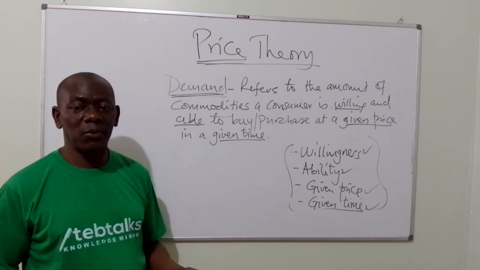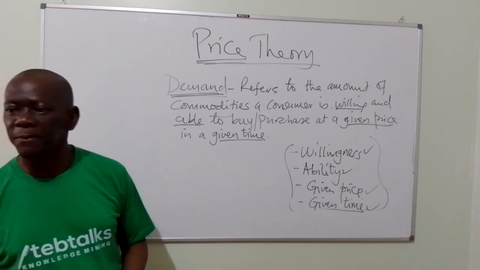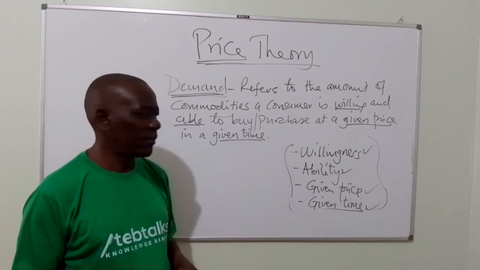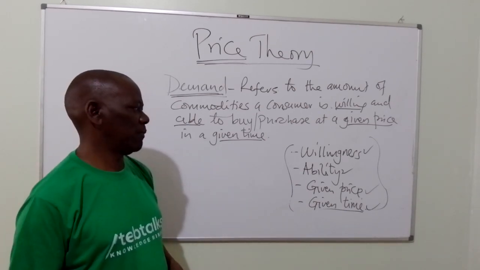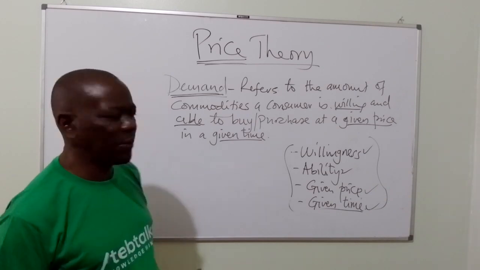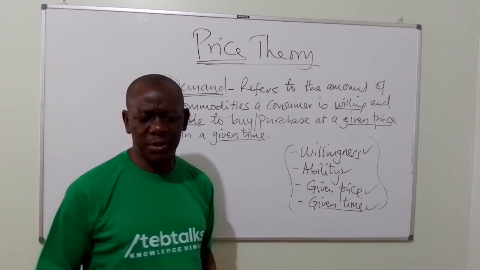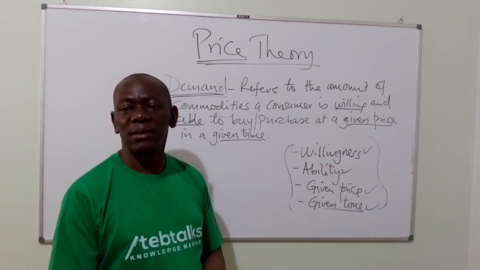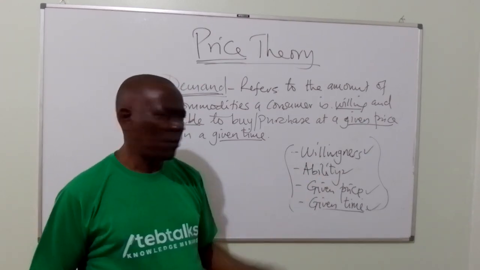If there is no balancing of these, your willingness may not be there. Completely. People are not willing to purchase a commodity. People have the ability. They are rich. I think you have been in some places where it's an area of rich people. But these people are not buying bananas, mevu, at a very low price. They are not buying. Why? They are not willing. They have the ability. They are rich. They have the money. But they are not willing. They are not interested.